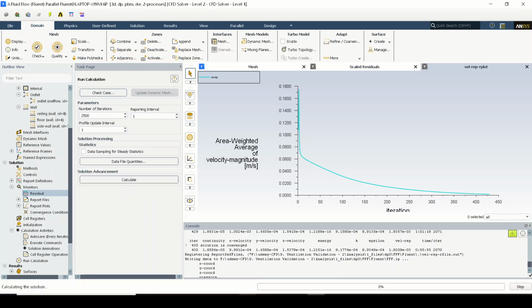So let the iterations happen, and we will stop when we are able to see a constant profile for the velocity. Okay, so that is the reason I'm extending my iterations, and let us just catch up in the next video.